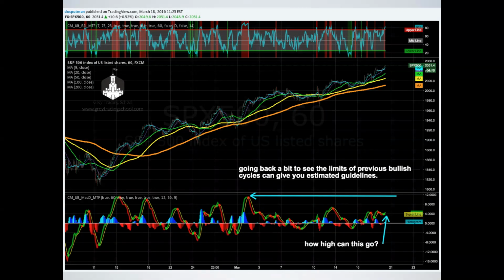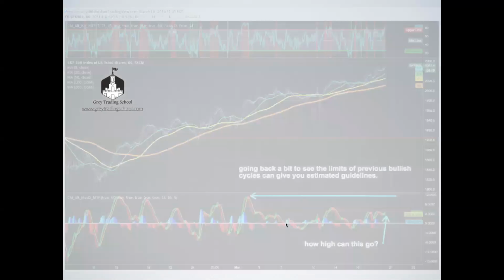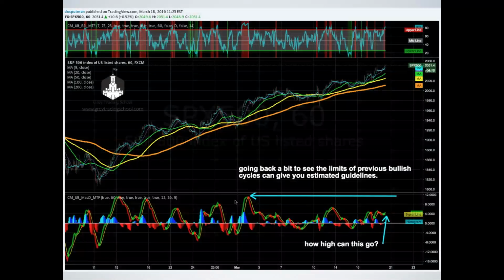The signal line crossover at a positive or a negative extreme should really be viewed with caution. And I'll go back. If you look here, this looks like an extreme here. This is pretty high up here on this time frame for this MACD. That looks like a pretty good extreme. However, if you look back, it's not really an extreme.